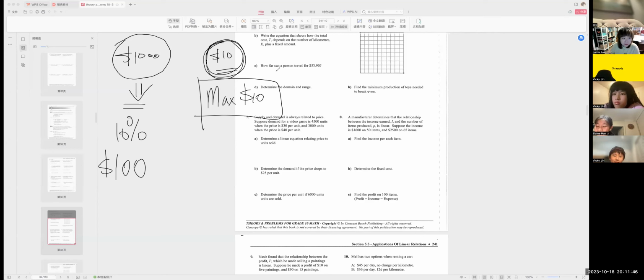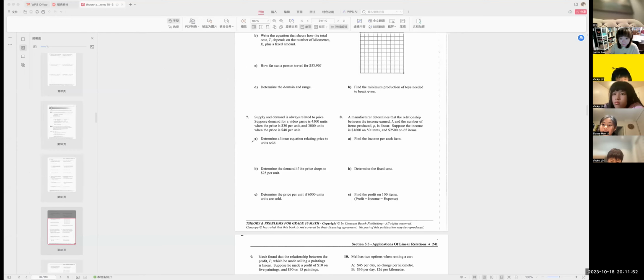Let's take a look at this one. Supply and demand is always related to price. Suppose demand for a video game is 4,500 units when the price is $30 per unit, and 3,000 units when the price is 40 per unit. If this video game sells for 30 dollars each, 4,500 people will buy it. If the price is 40 dollars per unit, only 3,000 people will buy it. Why? Because it's more expensive, not everyone will buy it. Determine a linear equation related to the price and units sold. What does that mean?